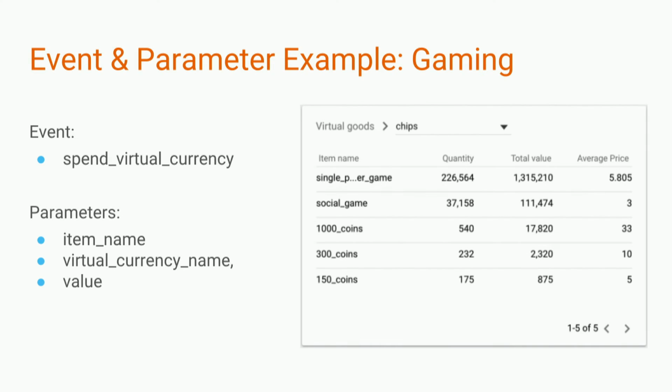For gaming, we actually have one suggested event that we would highly recommend you use. In this case, the event is the Spend Virtual Currency event. And some of the parameters that you'd want to track here are things like item name, virtual currency name, and value. And as you can see in the screenshot, because this is a suggested event, if you're using this event as prescribed, we're going to be able to provide reporting to you out of the box that is going to give you a lot of value from this event architecture.